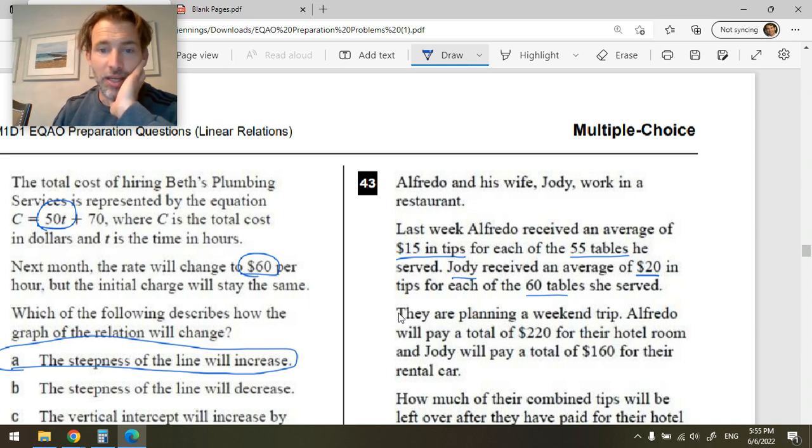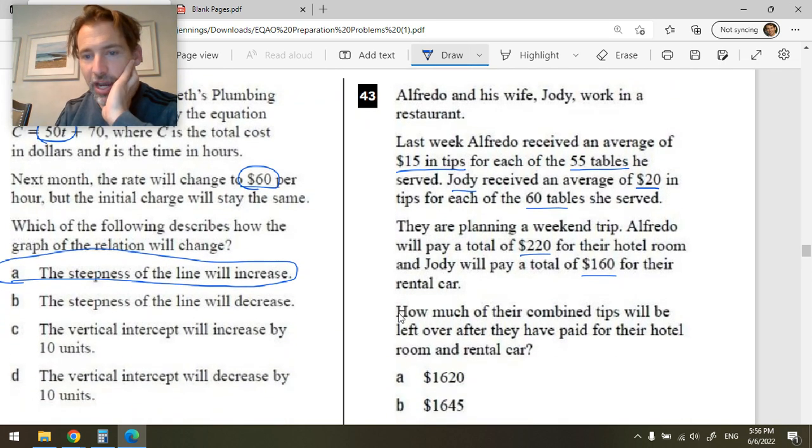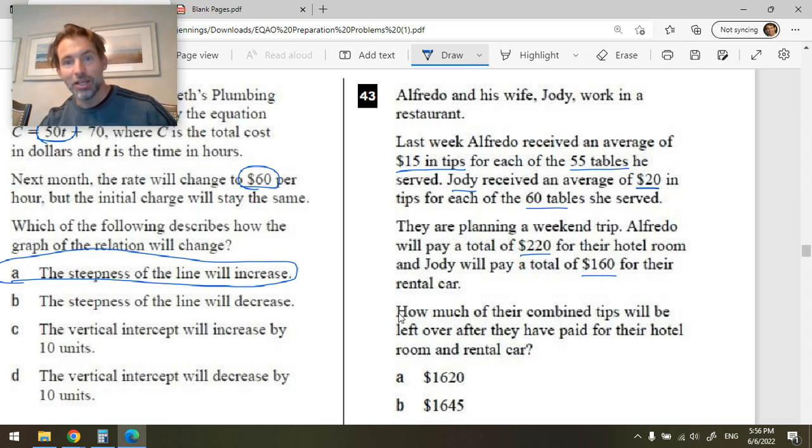All right, so they're planning a weekend trip. Alfredo will pay a total of $220 for their hotel room, and Jody will pay $160 for their rental car. How much of their combined tips will be left over after they have paid for their hotel room and rental car? Oh, I love this question. Gives you an idea of how the money can work. So let's figure out their total tips, and then their total that they pay. Okay, that's how I would do it.